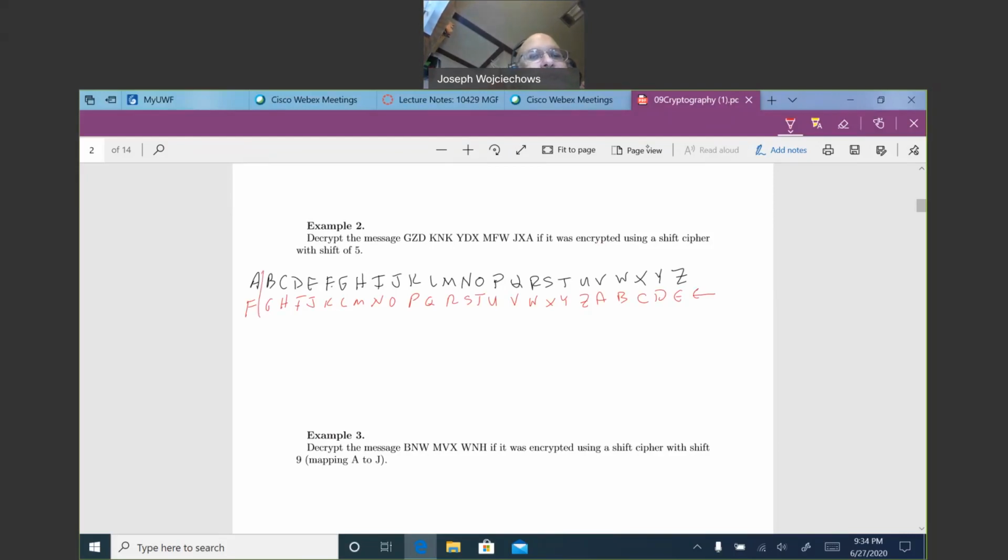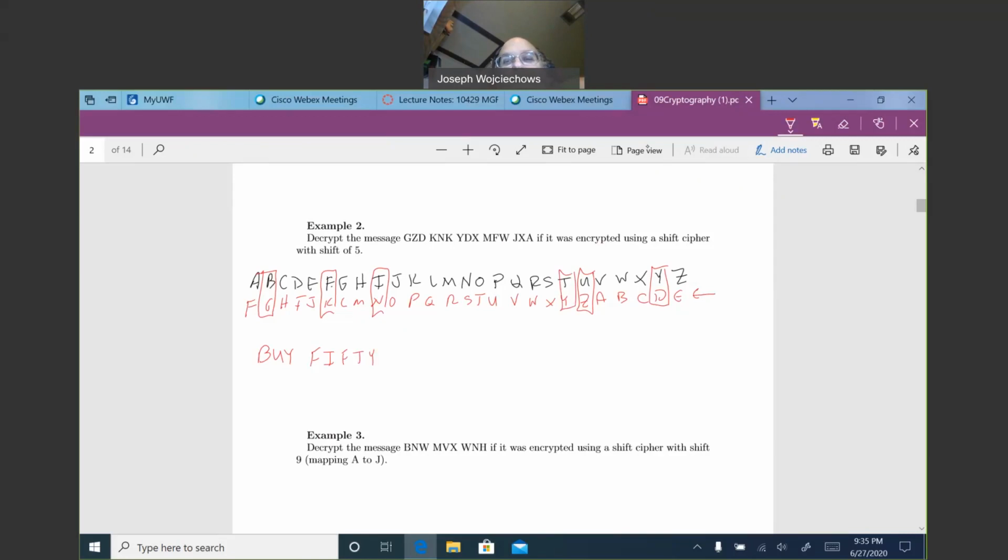So we're going to find G here, and it's a B. Then we're going to find Z, and it's a U. Then we're looking for D, and that's a Y. And we're looking for K. Make sure you stay on the bottom here, which is F. Then we're looking for N, which is I. And we're looking for another K, which is F again. We have Y, which is T. Then we have D, which is Y again.